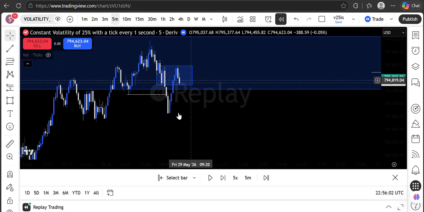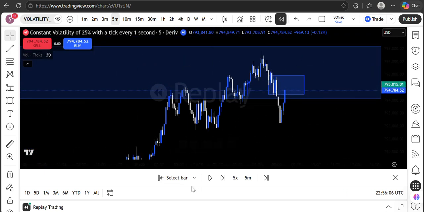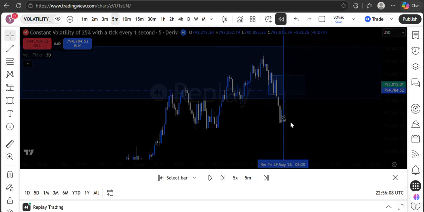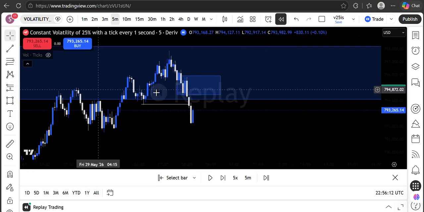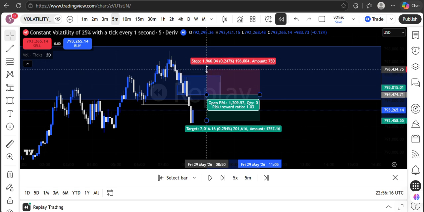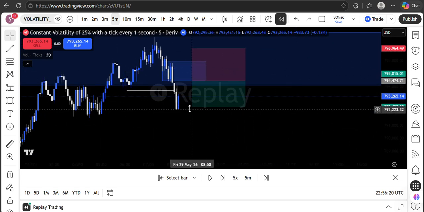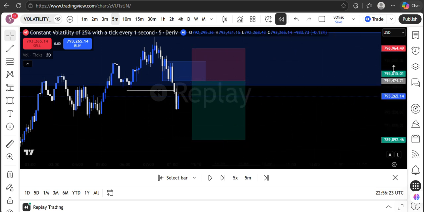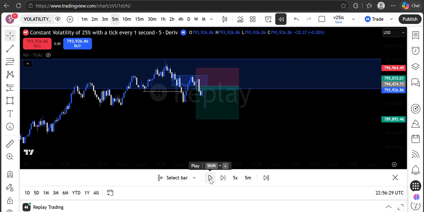So now if we were to enter the trade from this zone, okay, now let me show us. This is our tool, and then we'll put our stop loss below this, and this is our entry. So if you were to enter from here, now let's play this. So you saw what happened.